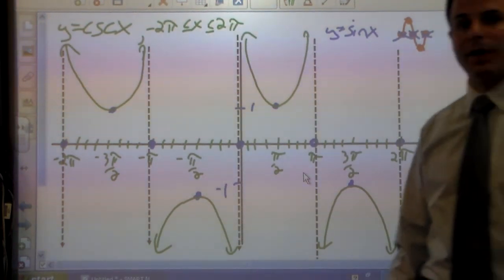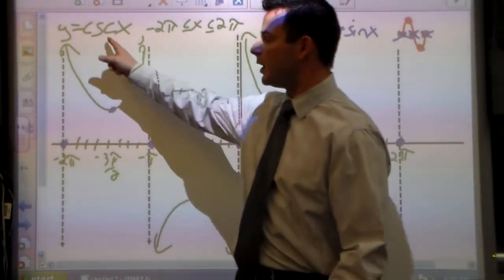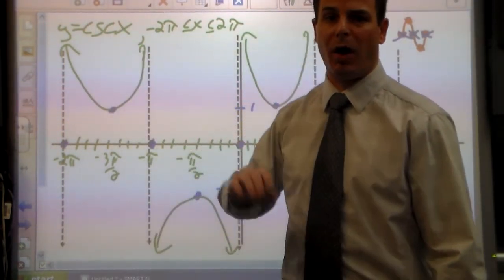If you want to put it into your calculator, make sure you're in radian mode, obviously, and there's no cosecant button, but you can graph 1 over sine, and it'll help you differentiate.